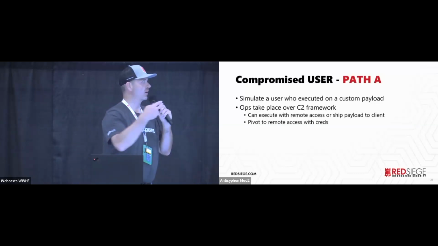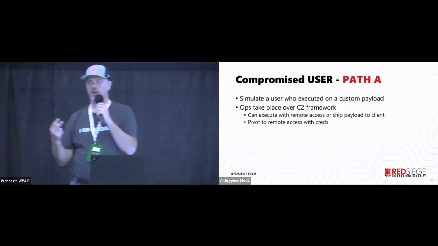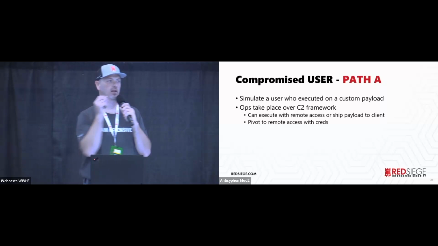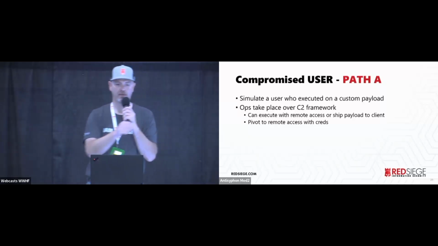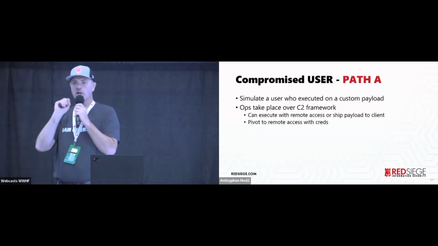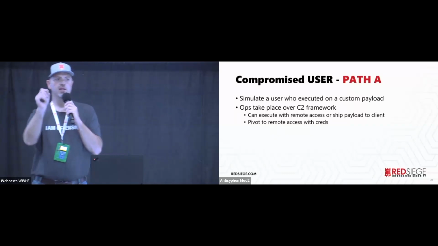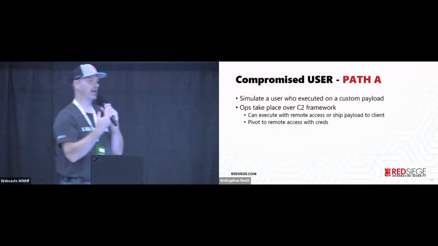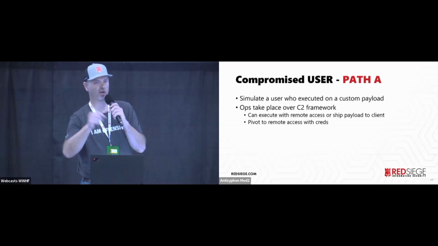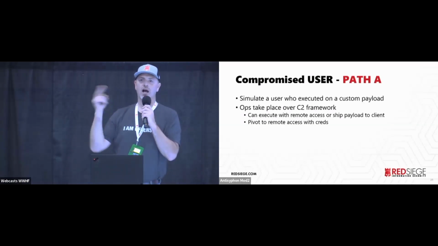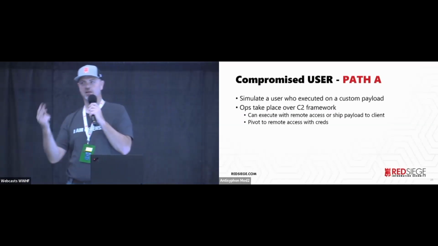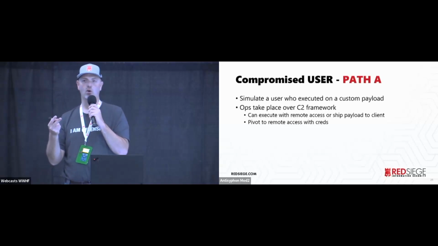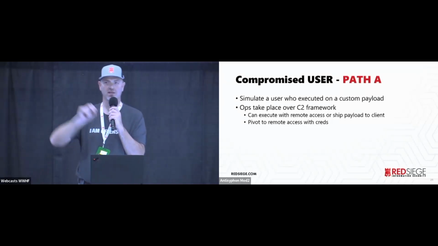So path A for a compromised user would be: let's simulate someone who clicked on a payload. We're going to ship you some type of C2 payload, or you're going to give us a laptop, or we're going to RDP into it, and we're going to execute a payload and operate over a C2 framework. That's mainly how that kind of test goes. And then we're going to see where we can go with that.